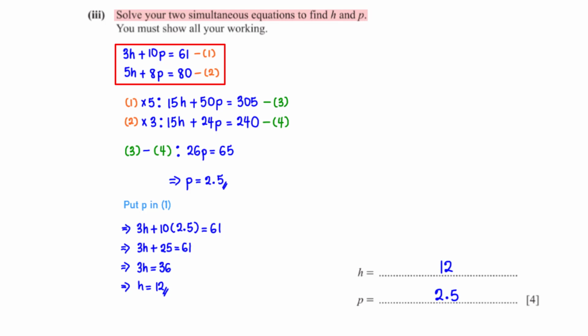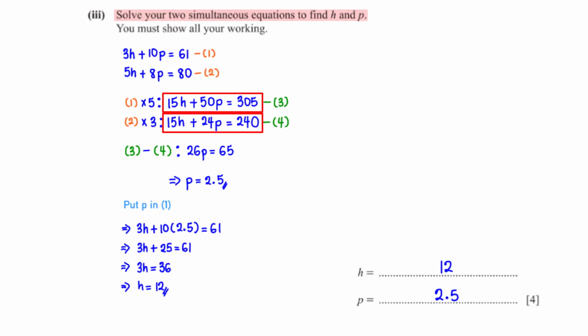Here we have the two equations from the previous question, which we've labeled as equation 1 and equation 2. To solve these two equations, we'll be using the elimination method. Let's start by eliminating h. So we multiply equation 1 by 5, which gives us 15h plus 50p equals 305, which we've labeled as equation 3. Then we multiply equation 2 by 3, which gives us 15h plus 24p equals 240.